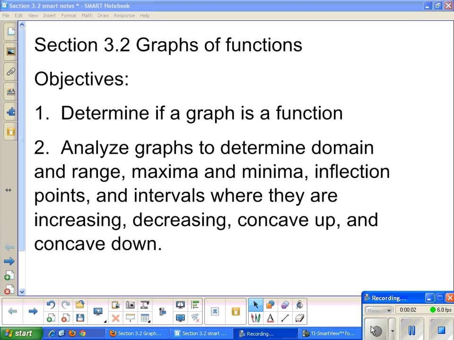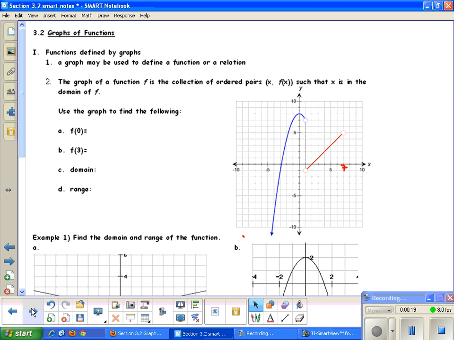Section 3.2, graphs of functions. Our objectives are to determine if a graph is a function, analyze graphs to determine domain and range, maxima and minima, inflection points, and intervals where they are increasing, decreasing, concave up, and concave down. Now, we might not get to all that in this video, but we will eventually get to all of it. For the first part, we're just talking about graphs of functions.